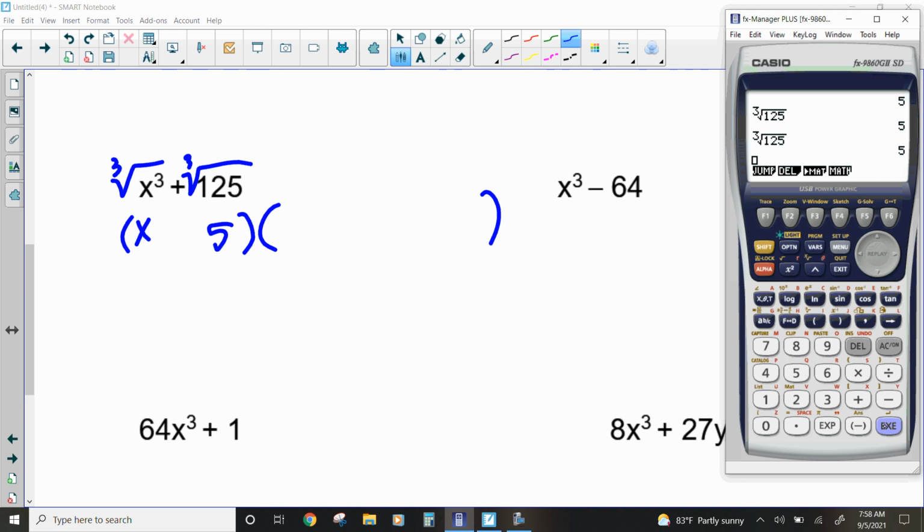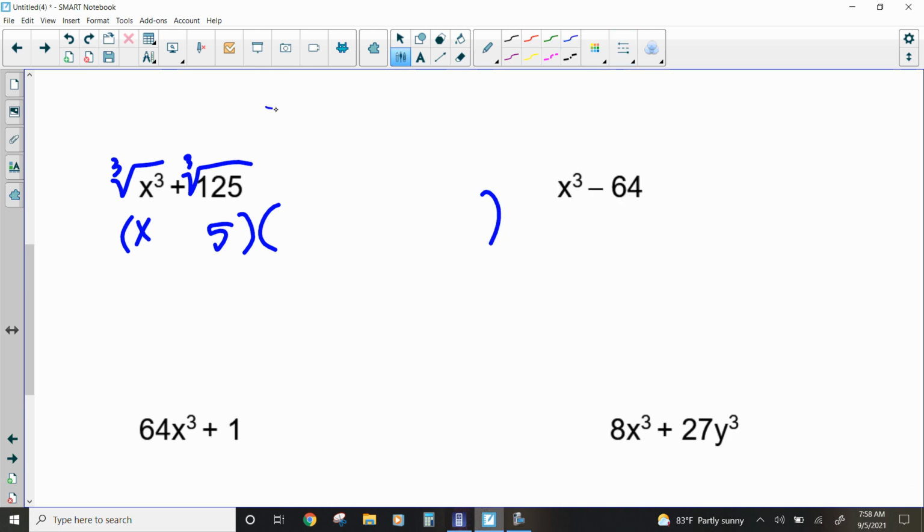Okay, so here's how the pattern works. If this is A and this is B, the pattern is A times A times B, and then B times B. So x times x would give you x squared, x times 5 would give you 5x, and then 5 times 5 would give you 25. Then you use the SOAP acronym to fill in the signs. Same, opposite, always positive. I'll show you that a few more times because this is actually pretty quick.